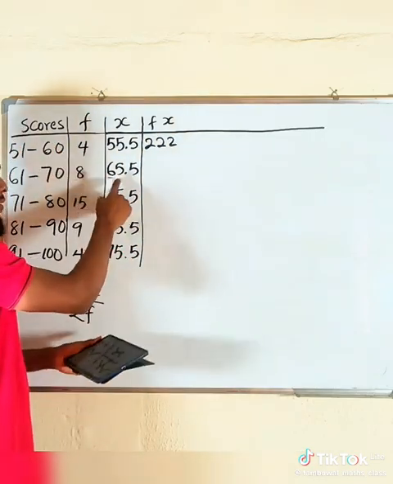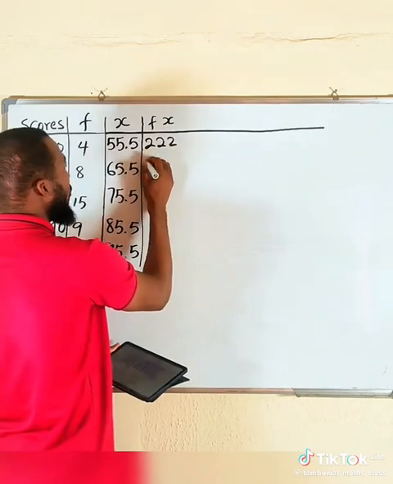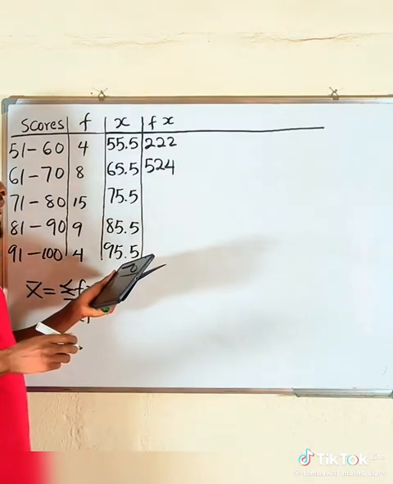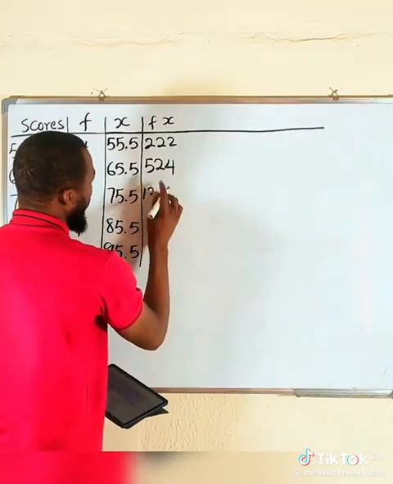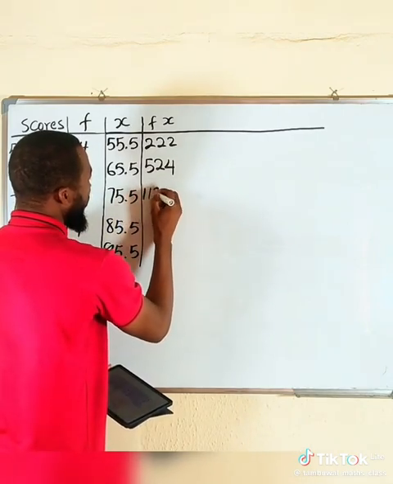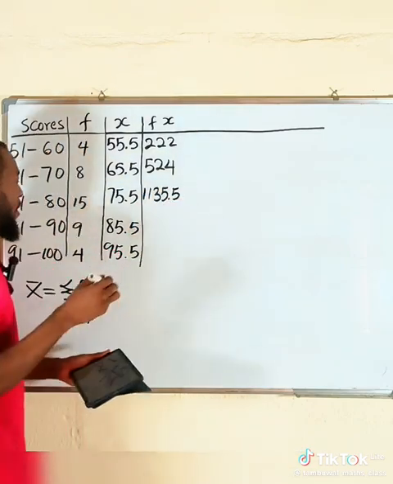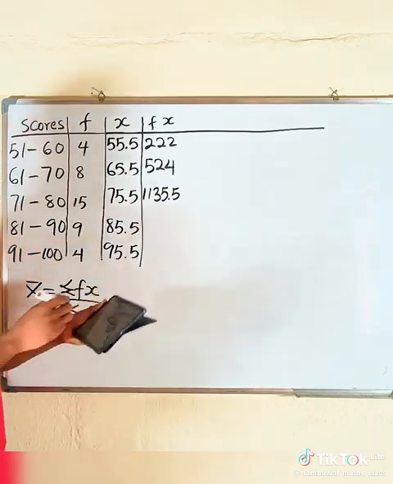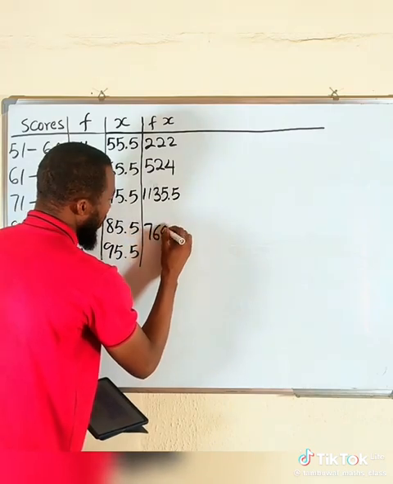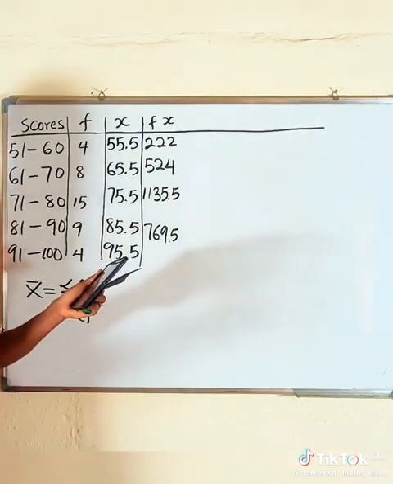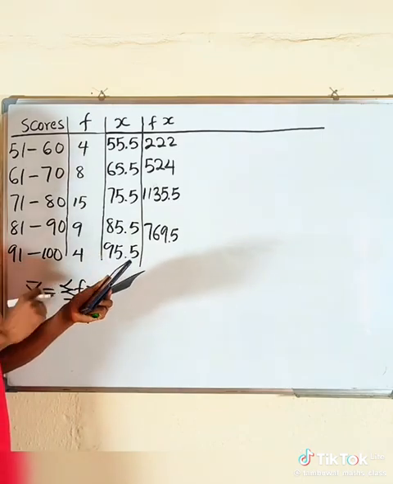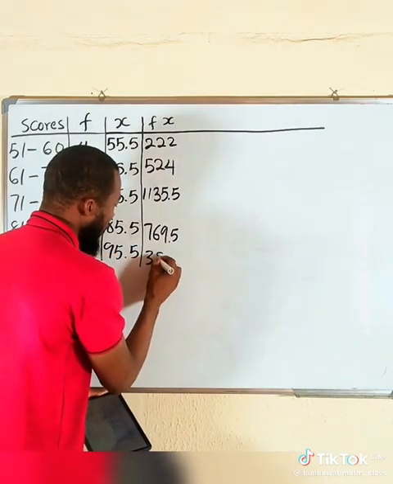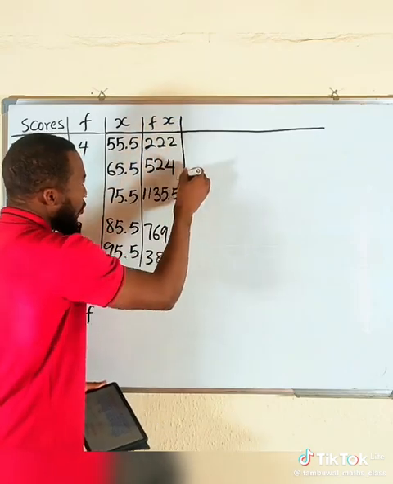This time this is going to give us 524. This time this is going to give us 1135.5. Then 9 times 85.5 is going to give us 769.5. And lastly, we have 4 multiplied by 95.5 is going to give us 382. So we are done with this one.